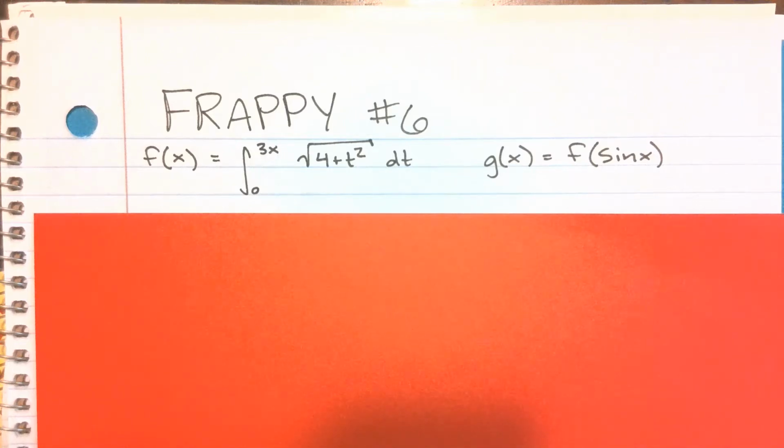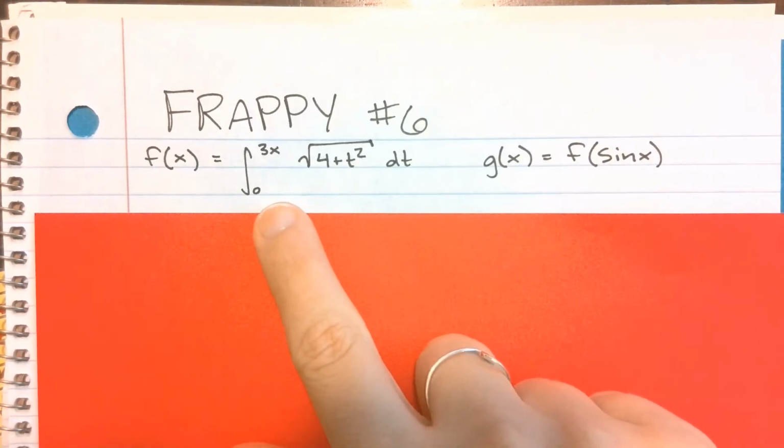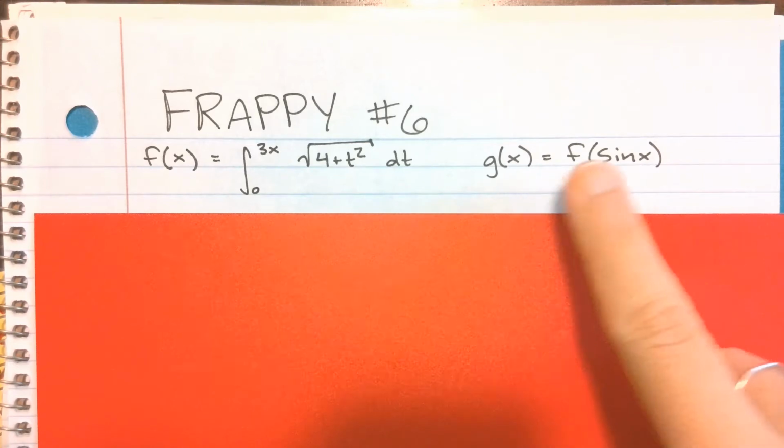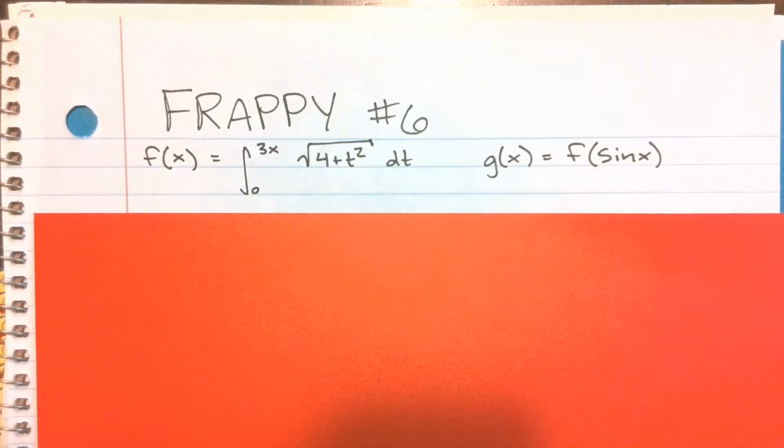So FRQ number 6 just gives us two functions. We've got f of x and g of x. F of x is defined by an integral, so that's kind of interesting. And then g of x is actually defined by f of x, as f of sine of x. So part A asks us to find the derivative of both of these functions.